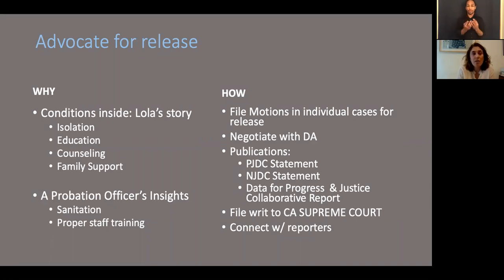Several weeks before that, the LA County Probation Department had shut down visits with family. And one of the things that we know is that family support is really essential, not just to youth doing well while they're in detention, but to their successful reentry into the community after the period of time that they have been held in detention.